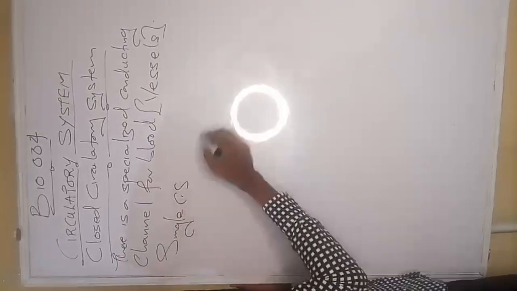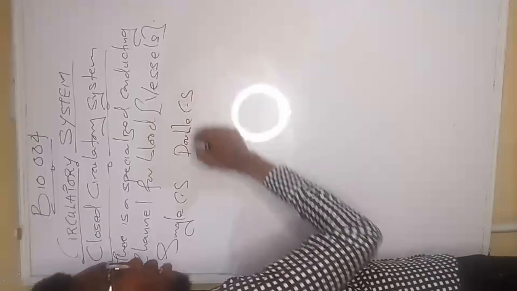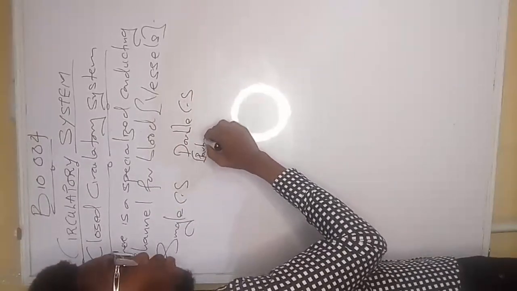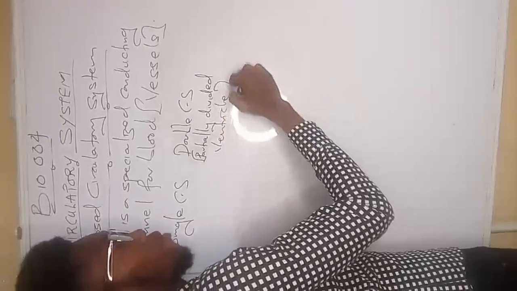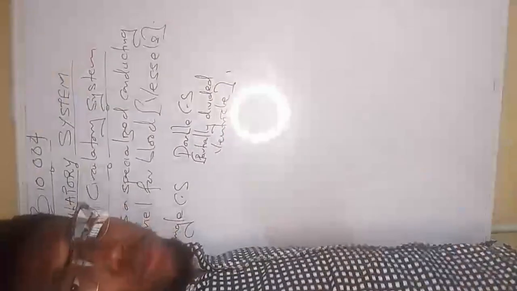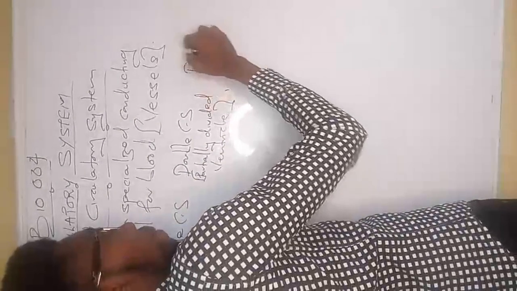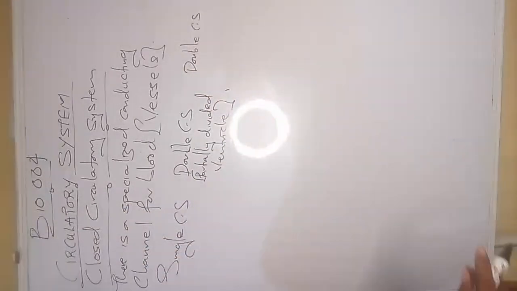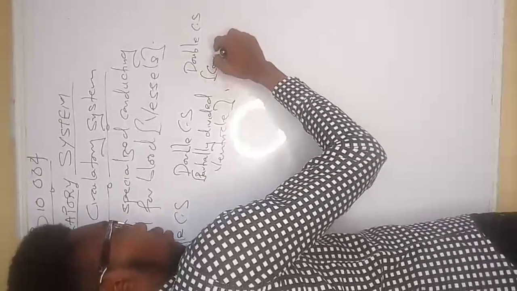We have the double circulatory system with partially divided ventricle. I will explain what I mean by this. Then we also have the double circulatory system with completely divided ventricle.